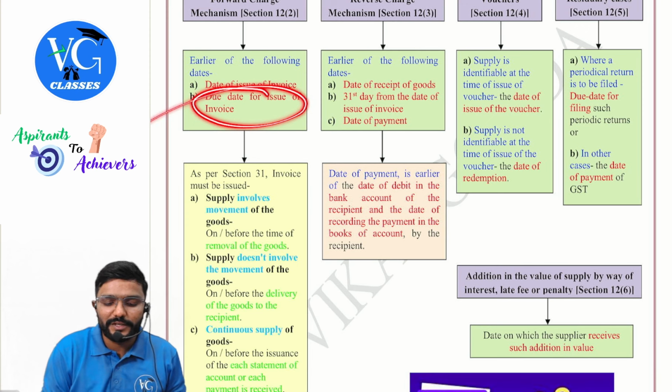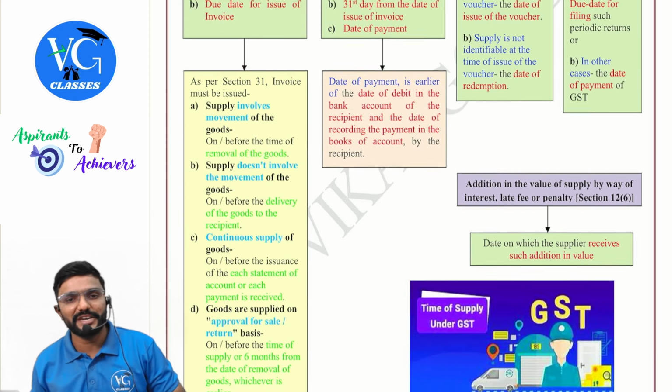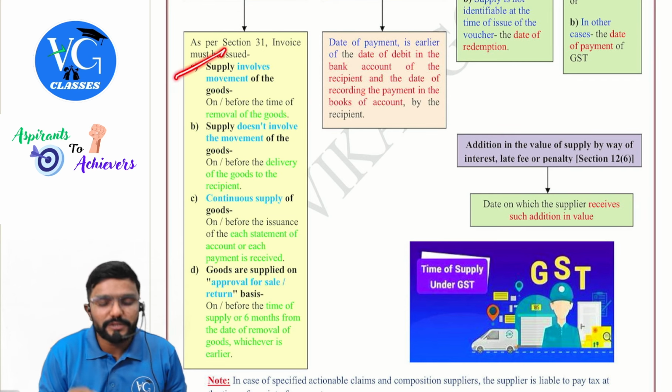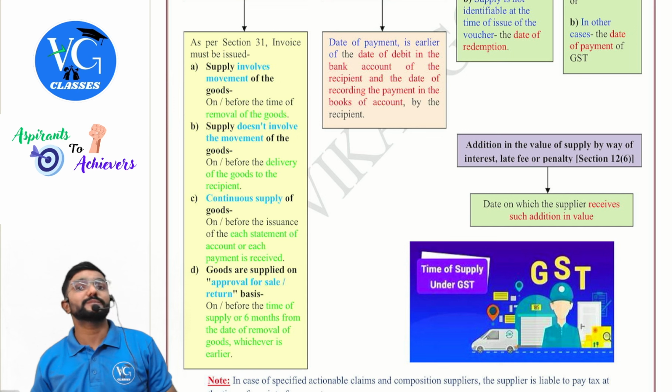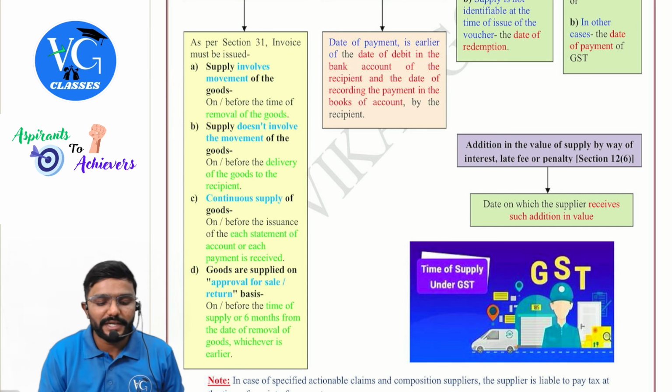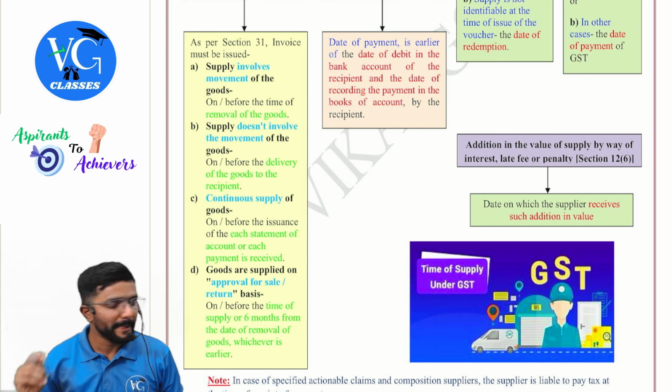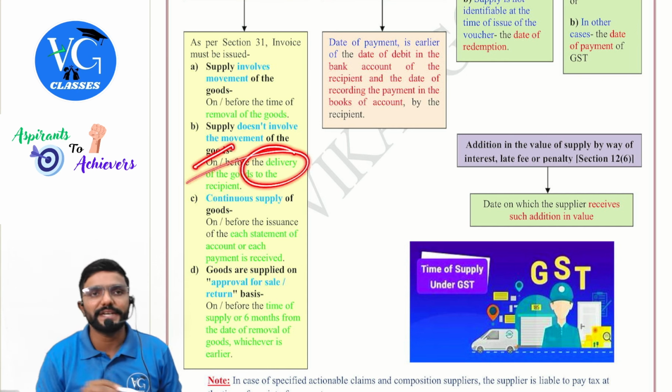Sir, what is the due date of issue of invoice? It is given in section 31. I have mentioned it here itself. What is the due date to issue invoice? Does the supply involve movement of goods? Yes. Then on or before the goods are removed from the supplier's place. No sir, it doesn't have any movement. Maybe the recipient is going to the supplier's place and buying it. In that case, on or before the goods are delivered.